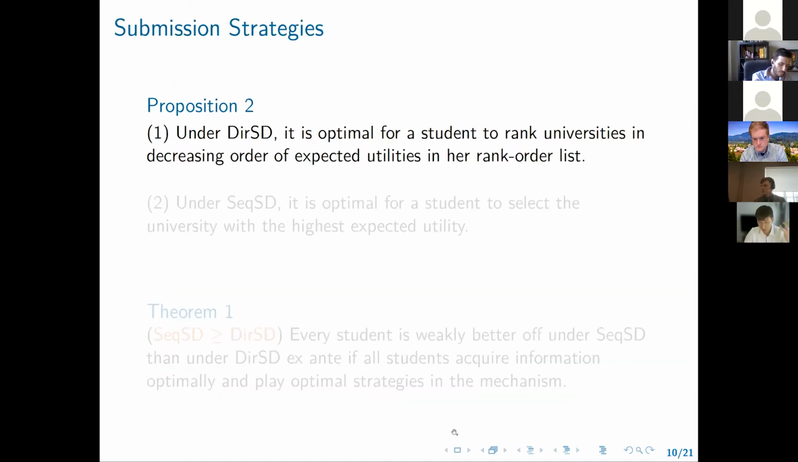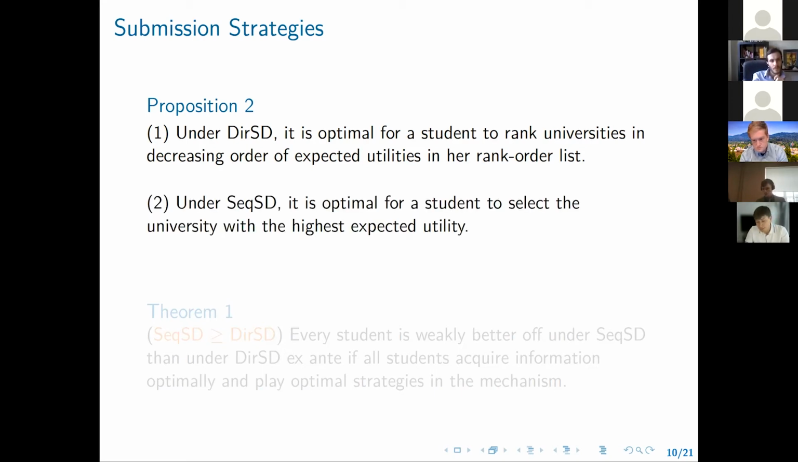This is important to know because it matters for the optimal strategy under the direct serial dictatorship mechanism under incomplete knowledge. Under direct serial dictatorship, it's optimal for students to submit rank order lists such that colleges are in decreasing order of expected utilities. Under the sequential serial dictatorship mechanism, the optimal strategy is to always choose the university with the highest expected utility, which is actually simple. It's just the university which is ranked the best among the searched ones. It's always the one which has the highest expected utility.